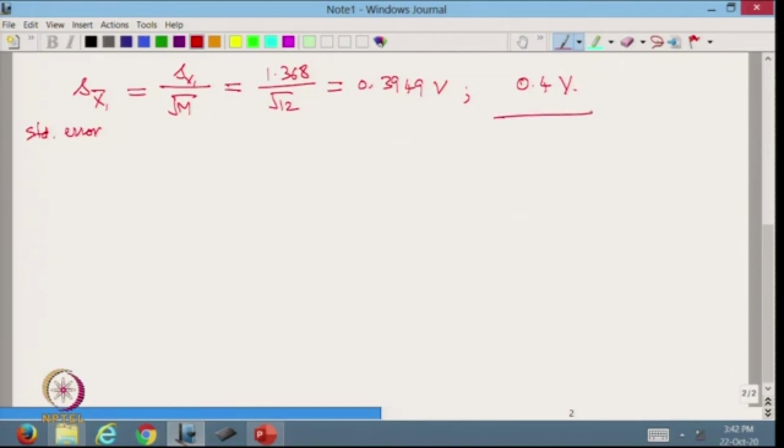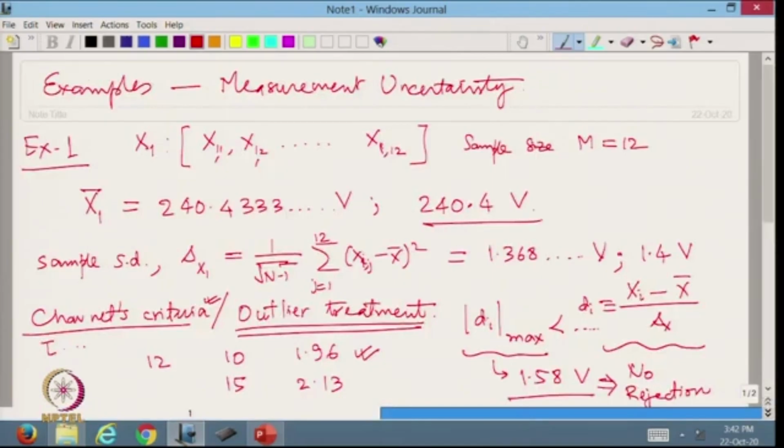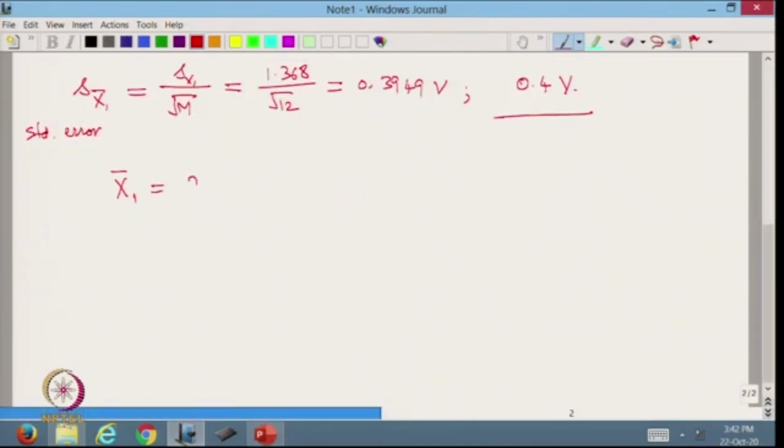So, we got what we were looking for. We got the nominal value x1 bar as 240.4 volts, and the random standard uncertainty as 0.4 volts. So, this is not systematic, this is random.